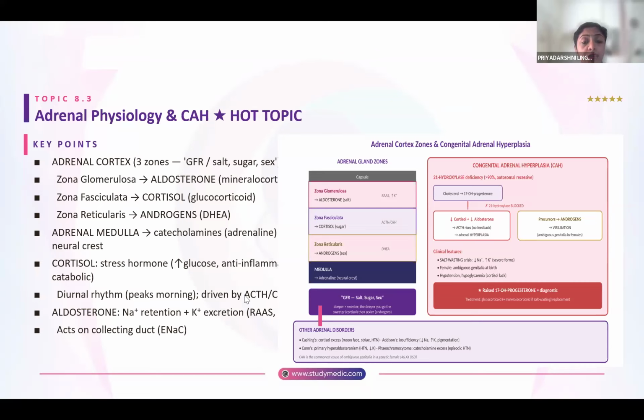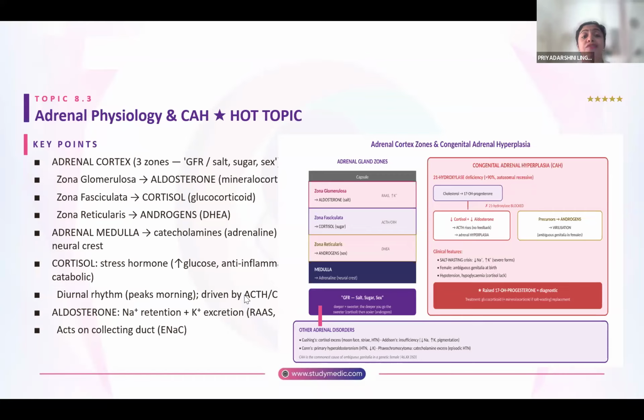Another important thing that you have to remember here is about your aldosterone, which is your mineralocorticoid. Now, aldosterone is the one that is associated with your renin-angiotensin-aldosterone pathway, and this causes the retention of sodium and excretion of potassium. Now, where is the main action of this aldosterone? It acts on the kidneys to bring in the changes.